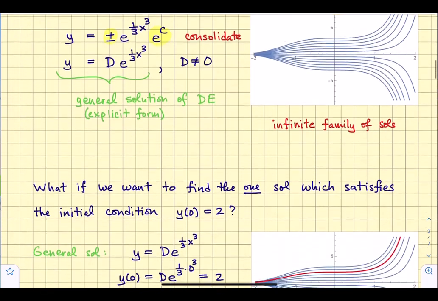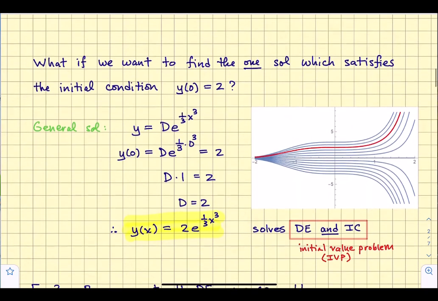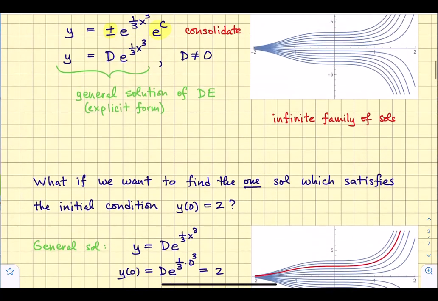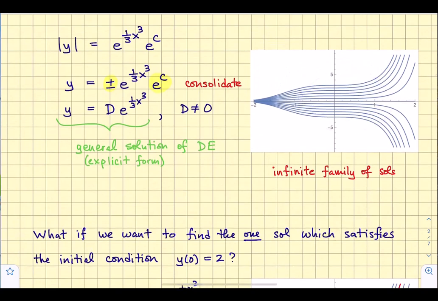Now, another thing that you'll see in the homework is, what if we want to find the one member of that infinite family which satisfies the condition y of 0 equals 2? So geometrically, this just means out of all of these curves, I want the one and only curve that happens to pass through the point 0, 2. What curve is that? Or algebraically, when we look at this, we're saying, which one of these members of this family, what do I need to choose the value d to be in order for this to satisfy the condition y of 0 equals 2? This is called an initial condition.